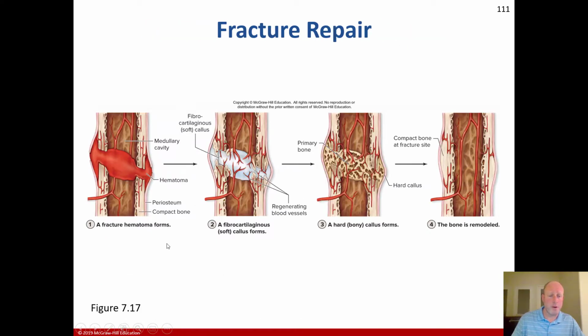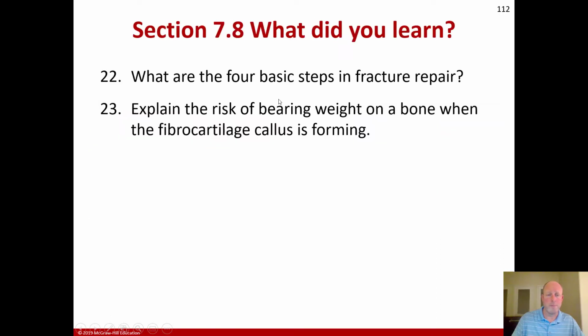And you can see the fracture repair here, the fracture hematoma forming. The fibrocartilaginous soft callus then forms as it improves. The hard bony callus then forms, and then the bone is remodeled. And it looks good as new, relatively speaking, potentially with a little bit thicker bone in the area of injury. So what are the four basic steps in fracture repair? You should be able to answer and explain the risk of bearing weight on a bone when the fibrocartilaginous callus is forming. And that is Chapter 7 of the skeletal system.